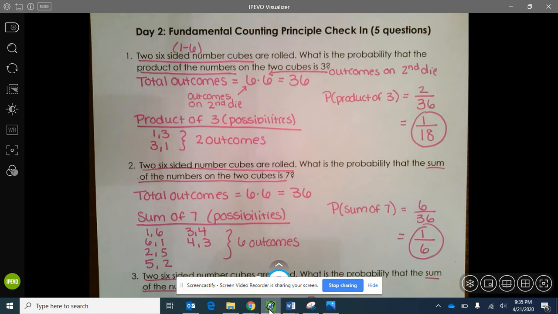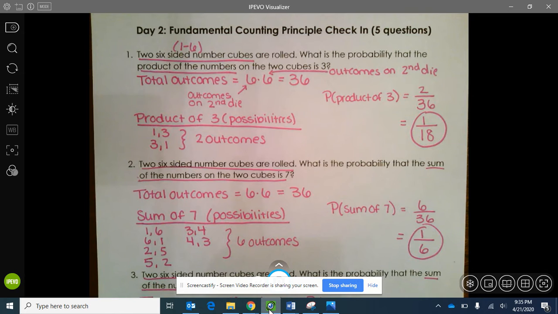Hi everyone, so today we are going to review the fundamental counting principle. So you just completed a Google form with 5 questions to review the fundamental counting principle as well as probability questions involving the fundamental counting principle. So let's take a look at questions 1 through 3.